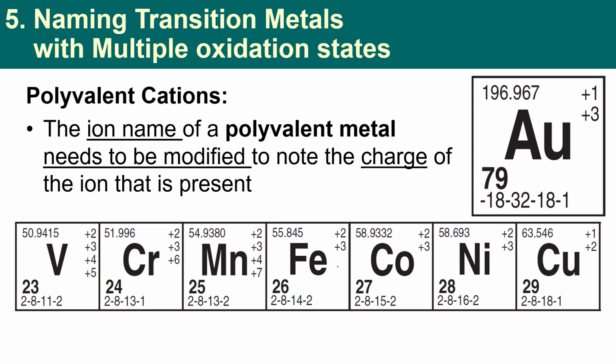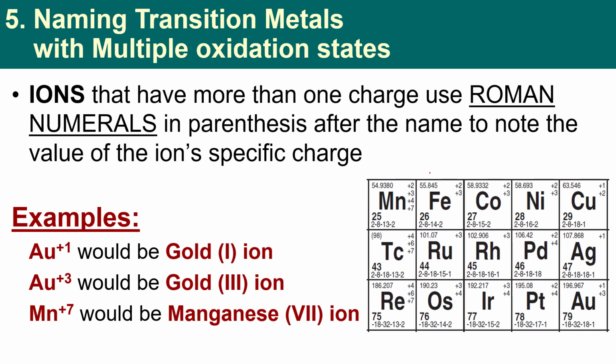It is not enough to just say gold ion, but we have to note now the charge of the ion that is present. So for instance, if we had gold +1, what we're going to do now is use Roman numerals in parentheses after the name of that particular element which turned into an ion to note the value of the ion's specific charge. So as we said before, a gold +1 would be a gold(I) ion. The I here in Roman numerals means that the ionic form is +1.